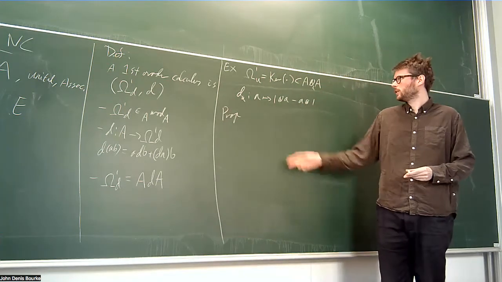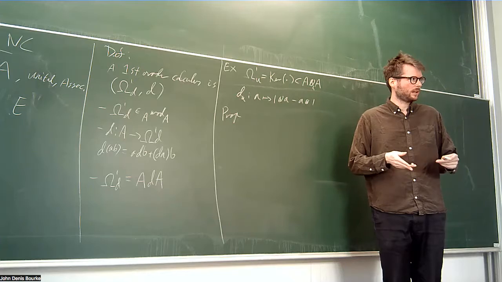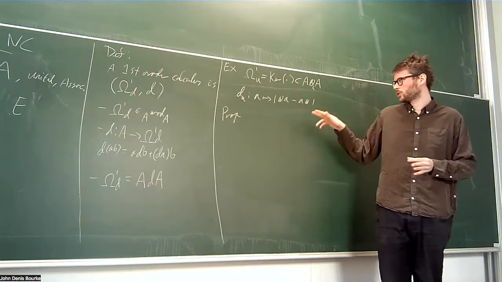So, proposition: the universal calculus is the universal object for calculi. So for any other calculus, you have a surjection.